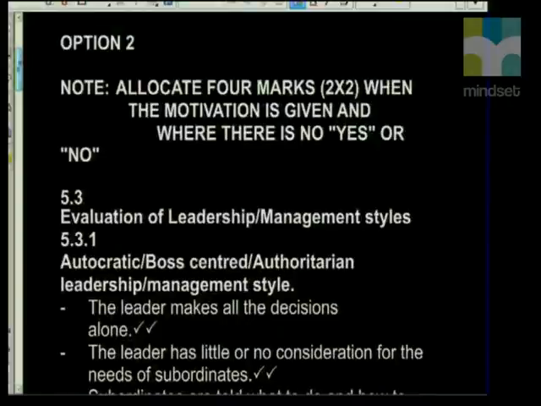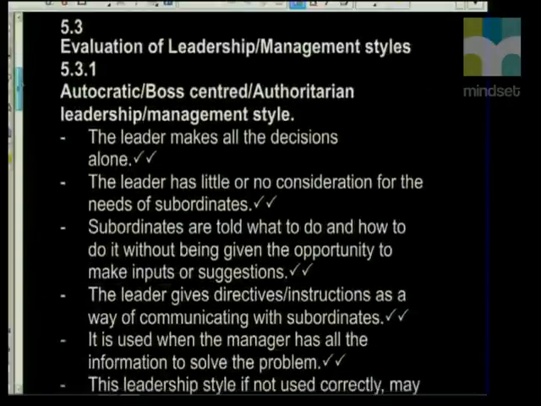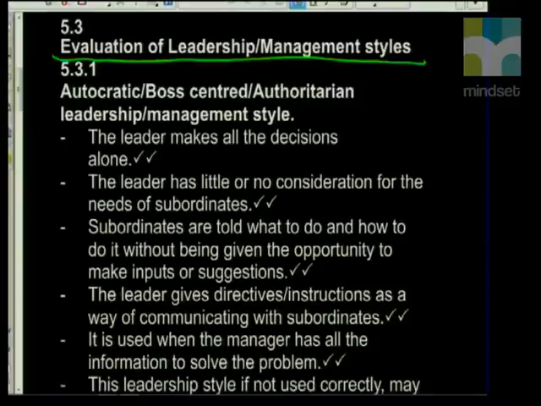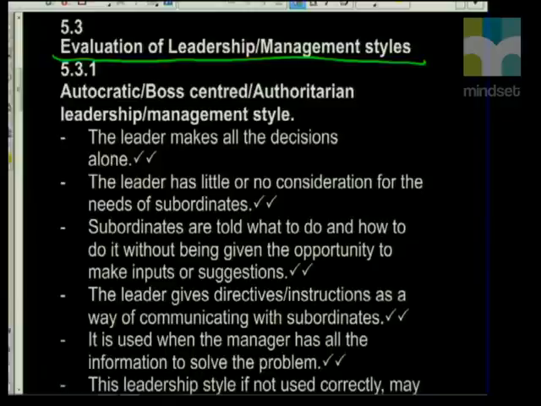The first part here: the evaluation of leadership and management styles. When they say evaluate, what they're asking you to do is tell us about it. What do you understand autocratic leadership to be? First off, autocratic leadership is also called boss-centered or authoritarian leadership. So it's autocratic, boss-centered, and authoritarian. You need to know all 3 of these. They all mean the same thing, but you need to know the different names for the same thing.